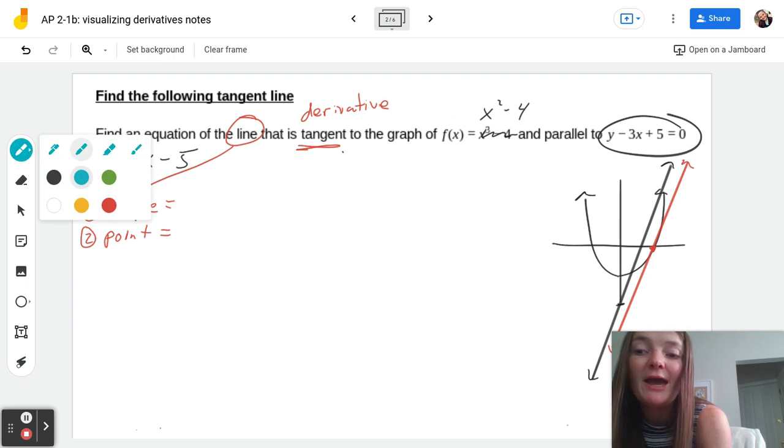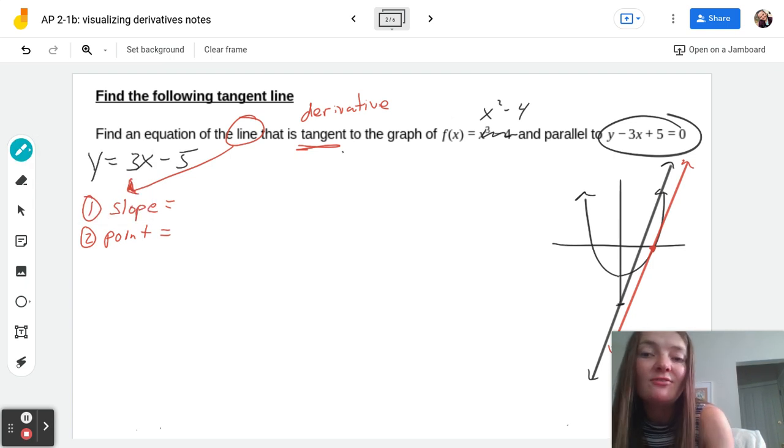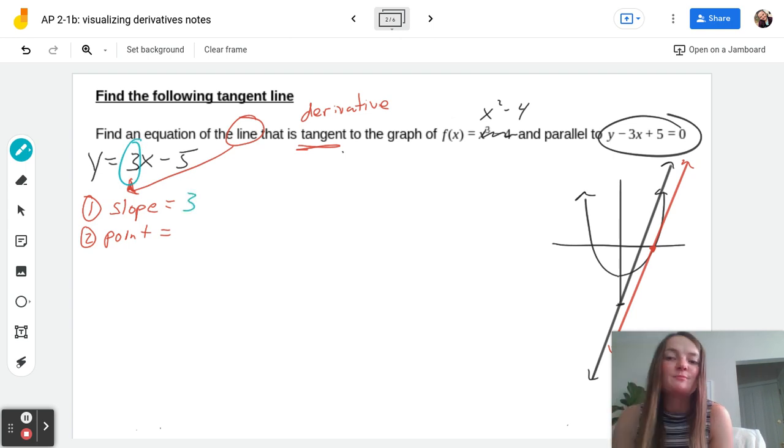Thankfully for us, we have half of the answer. If I want this red line and I know that the parallel line has a slope of 3, I'm halfway done. The slope must be 3. So now what I'm looking for is the point, and the point's going to be a little harder to find. In essence, what I want to know is at what point does this quadratic function have a slope of 3?